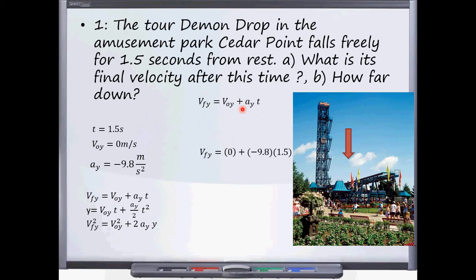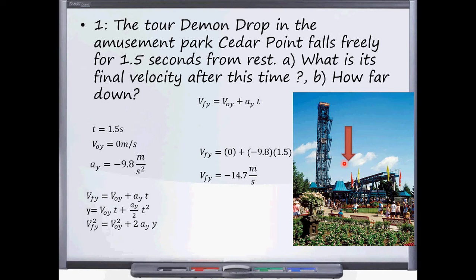So let's check. If we replace values, the initial velocity is 0. The acceleration is minus 9.8, negative. Pay attention to that sign, because it's always going to be negative. And the time is 1.5 seconds. So this 0 doesn't count. The minus 9.8 multiplied by 1.5 gives you minus 14.7 meters per second. As you can see, this is negative. But why negative? Well, it's negative because velocity is a vector.